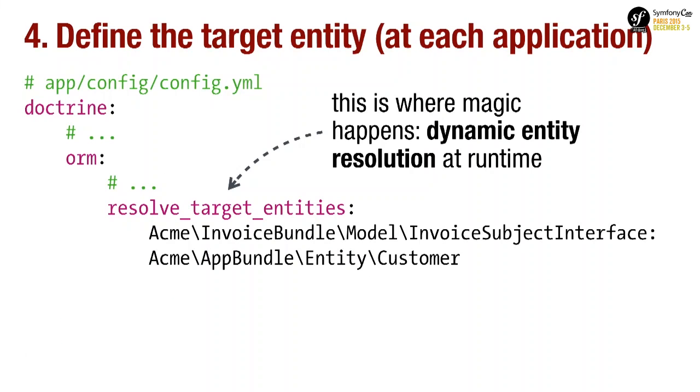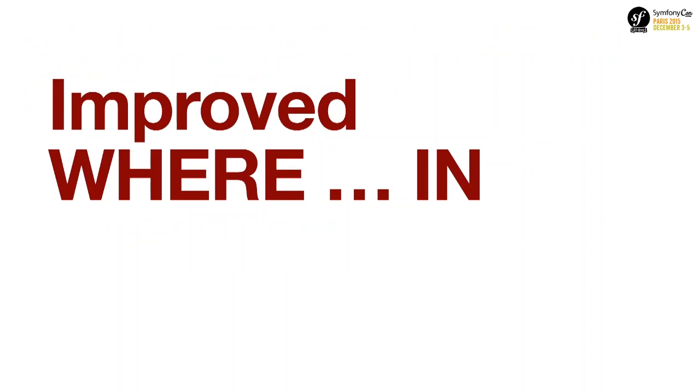With this option, resolve target entities, you can, at runtime, resolve the target entities of your relationships. So you can make this invoice entity work with any entity that you want, without changing anything, except this configuration option, obviously. This one, small but nice.